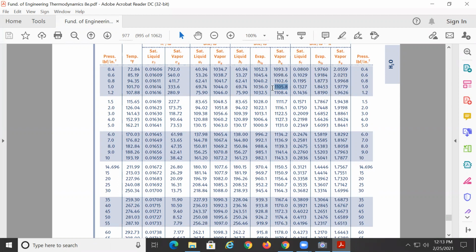So which one do you want to use? A3E or A4E? I mean, it doesn't matter. Let's say A4E, so I'm going to write table A4E at P equal 1, and we know at the saturated vapor state, we have H3 equal to 1105.8 BTU per LB.